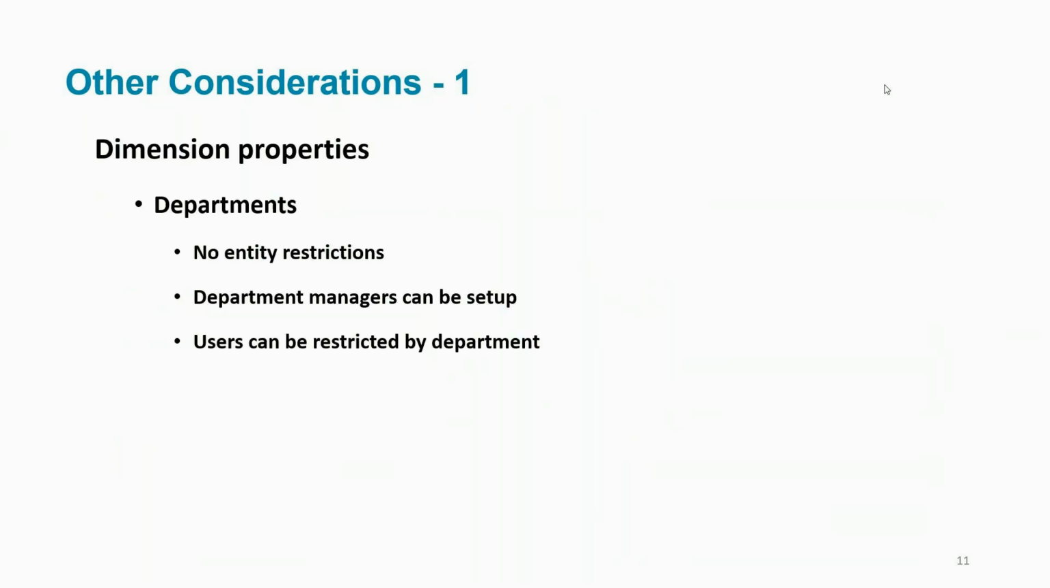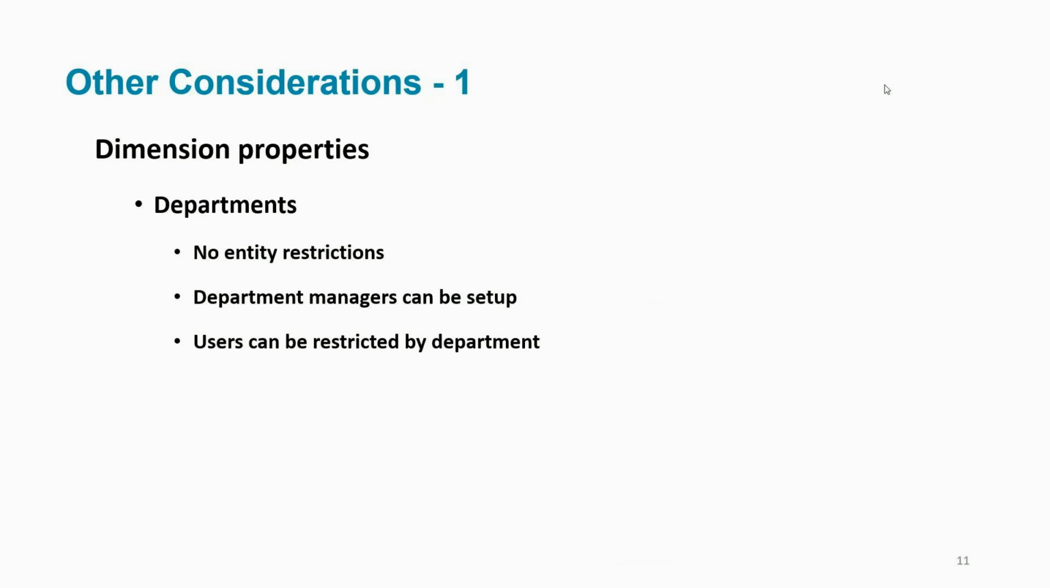A few other considerations with your setup of dimensions. Different dimensions have different properties. So for example, your department dimension doesn't have any entity restrictions. So if you set up a department dimension at an entity level, that dimension will be seen by all entities and at top level. You can also set up department managers for your department dimension, and users can also be restricted by department.